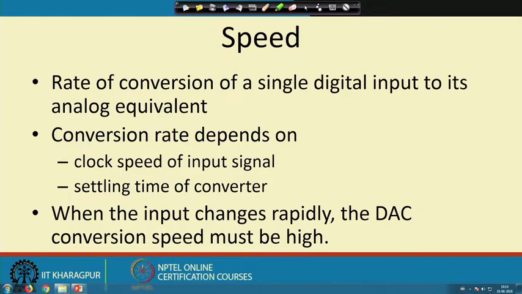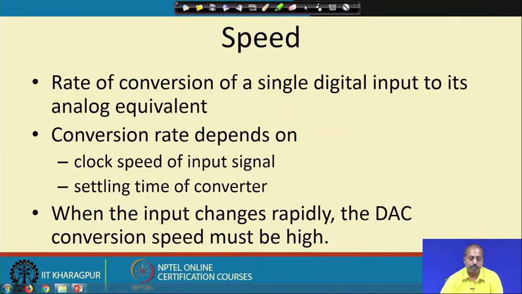The speed is another factor that determines the selection of this DAC. So, the rate of conversion of a single digital input to its analog equivalent. That is called the rate of conversion, that is, you give a particular input pattern, and after how much time the analog signal comes to the proper value. So, that gives the rate of conversion for the digital input. Then the conversion rate will depend on the clock speed of the input signal.